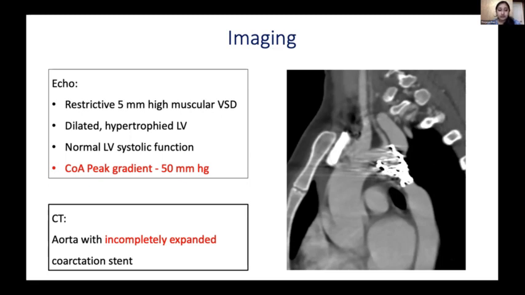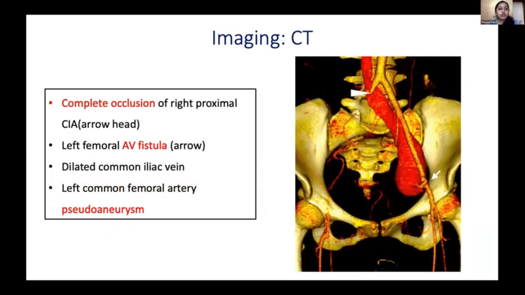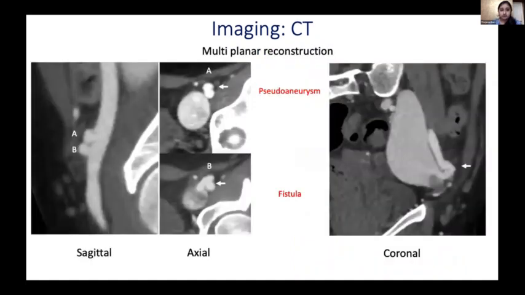This is a CT of her aorta, where, as you can see, the distal part of the coarctation stent is incompletely expanded. The CT also showed complete occlusion of the right proximal common iliac artery, which is pointed to with the arrowhead, a left femoral AV fistula pointed to with the arrow, which drained into a dilated common iliac vein, and a left common femoral artery pseudo-aneurysm just above the AV fistula. This is a multiplanar reconstruction of the pseudo-aneurysm and the fistula in sagittal, axial, and coronal planes. And in this coronal plane, you can see the dilated common iliac vein as well.